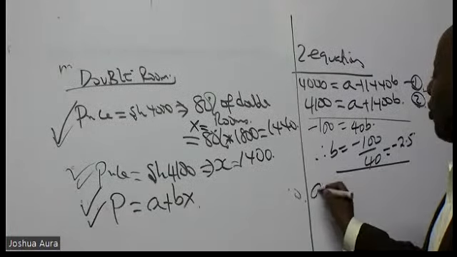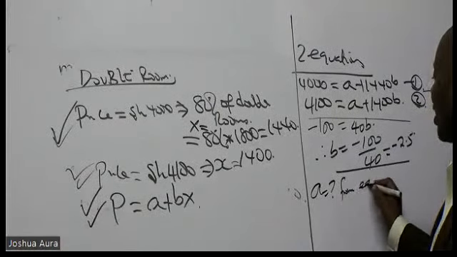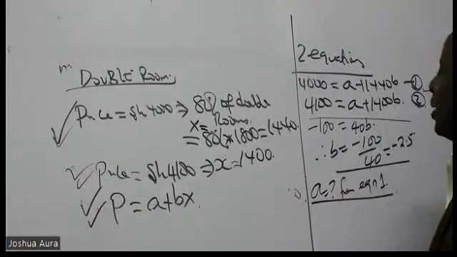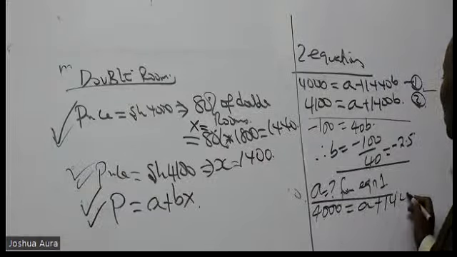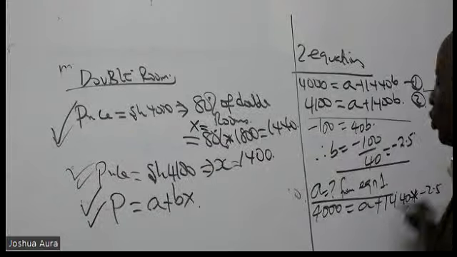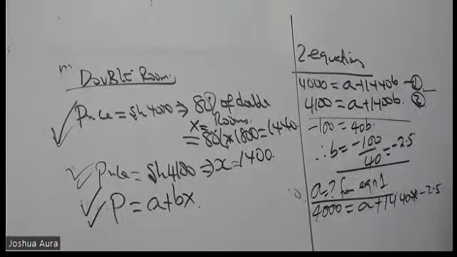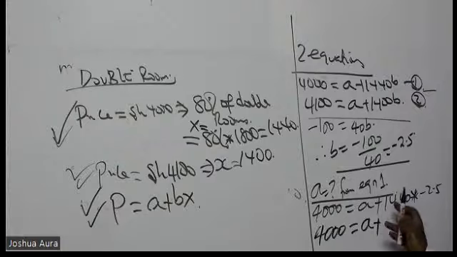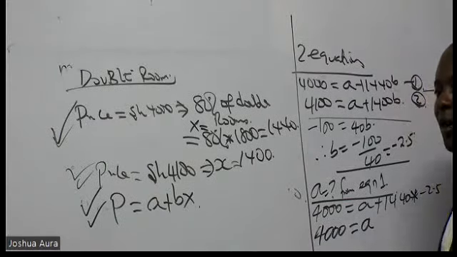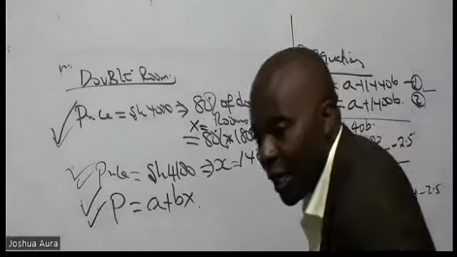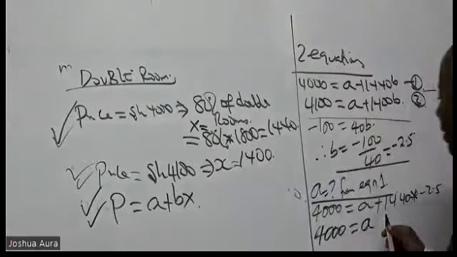So what is the value of A from equation 1? From equation 1, we have 4,000 equals A plus 1,440B, and B is minus 2.5, remember. So we have 4,000 equals A plus, what is this times this? It will be negative. Somebody give me a figure there. Please help me out. Yes, so we have minus 3,600.